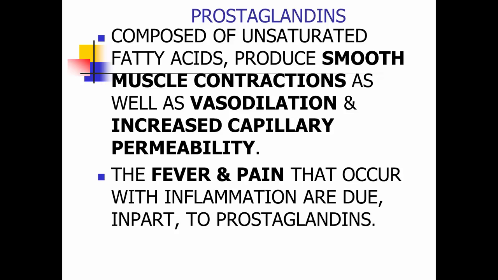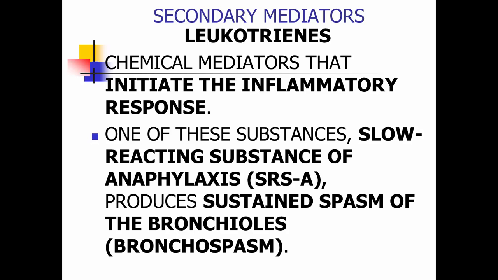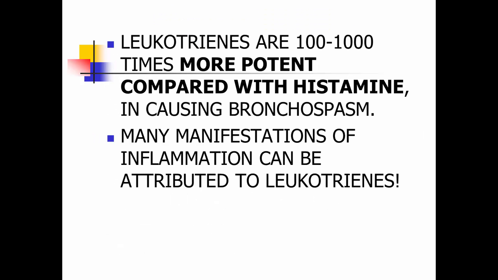Okay. Secondary mediators, leukotrienes. These initiate the inflammatory response. One of these substances, slow reacting substance of anaphylaxis, or SRSA, produces sustained spasm of the bronchioles, so bronchospasm or laryngospasm, and your patient must have what? What is the drug of choice for this? Epinephrine. Leukotrienes are 100 to 1,000 times more potent compared with histamine in causing bronchospasm.